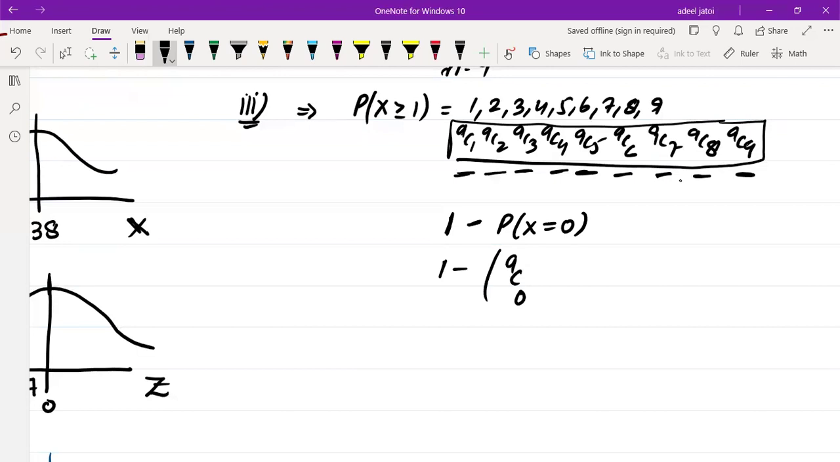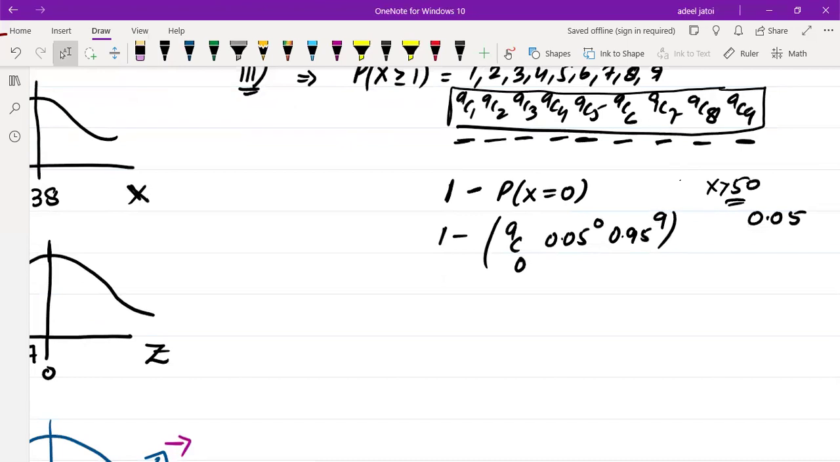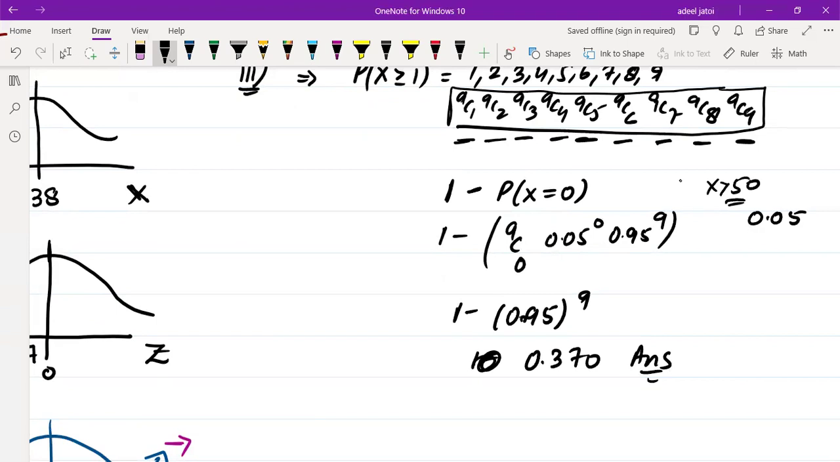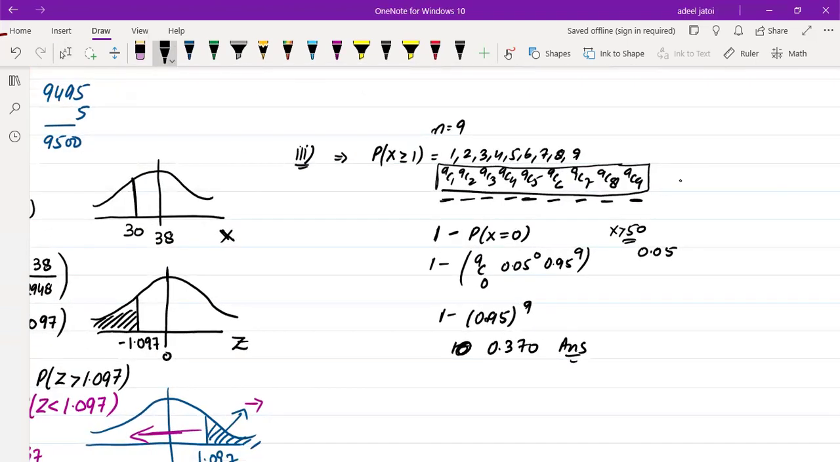The probability says that it is greater than 50. And the probability was 0.05 for this. Right? So 0.05 to the power 0, 0.95 to the power 9. So 0.95 to the power 9 directly gives 0.630, which means after subtracting from 1, we'll end up having 0.370. So what does this mean?